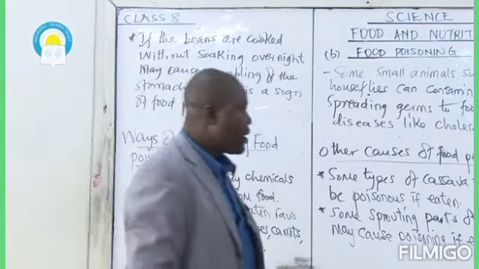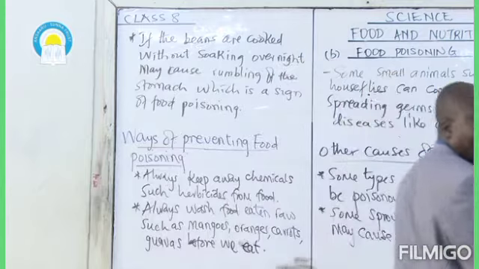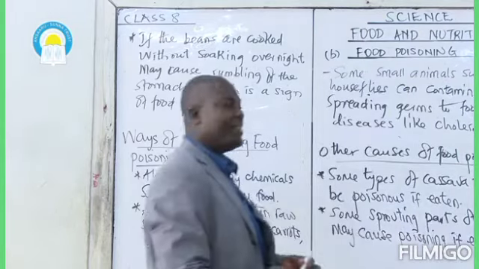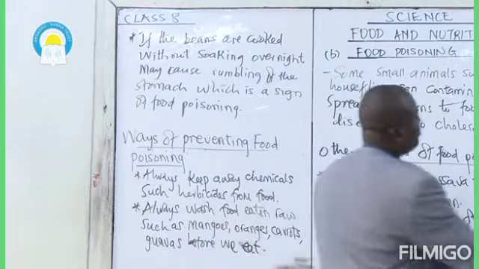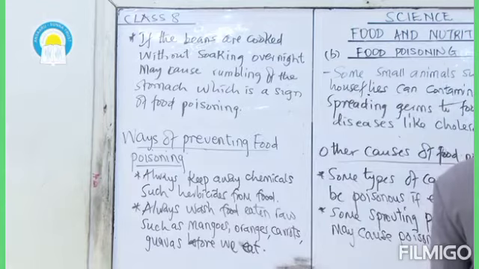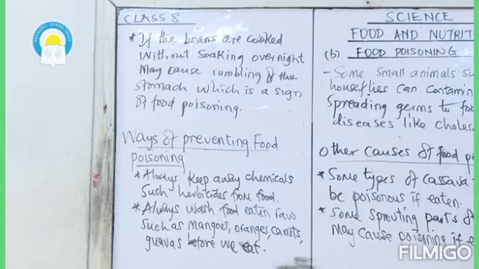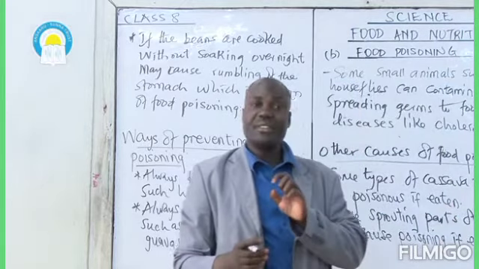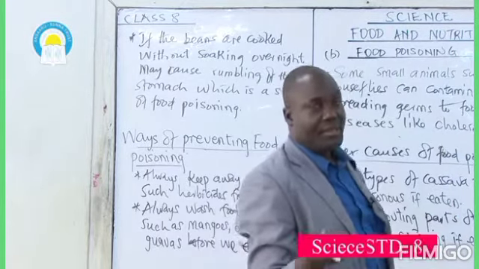Another way of preventing food poisoning will be number 3: avoid buying food from dirty places like kiosks, because some kiosks may be very dirty. If they are very dirty, then the food sold there can be contaminated, therefore causing food poisoning.